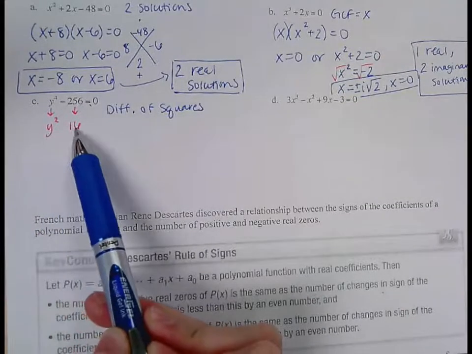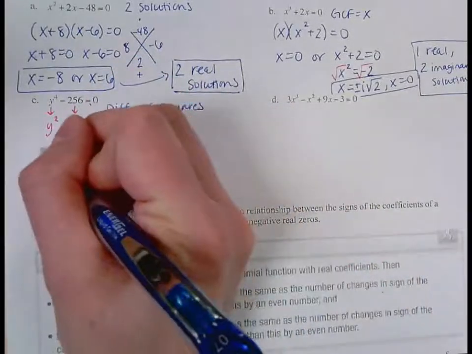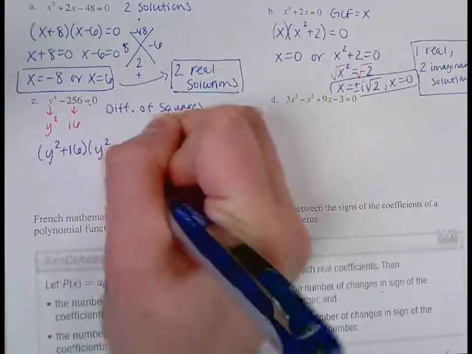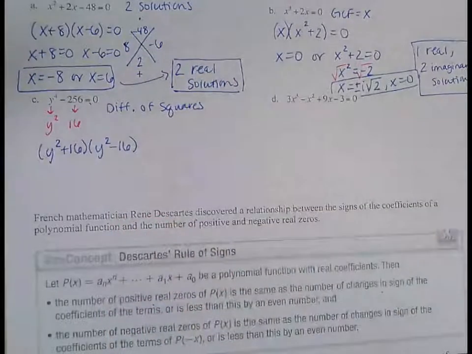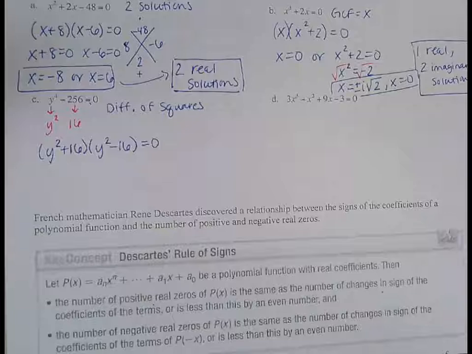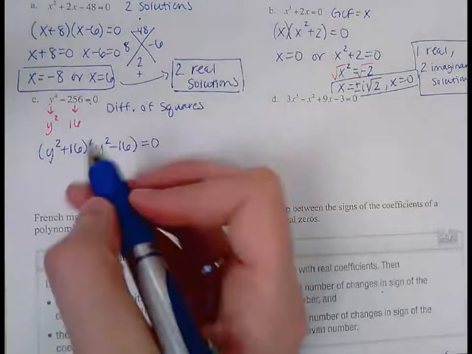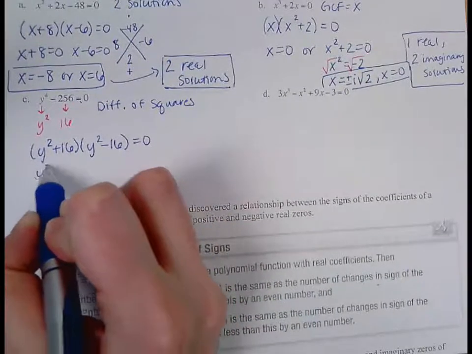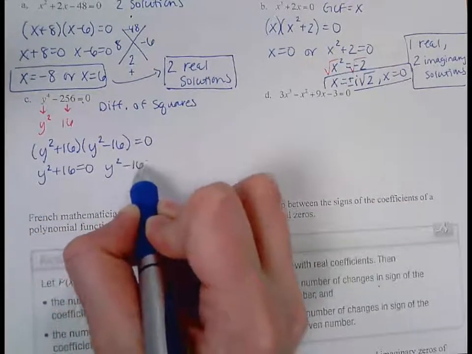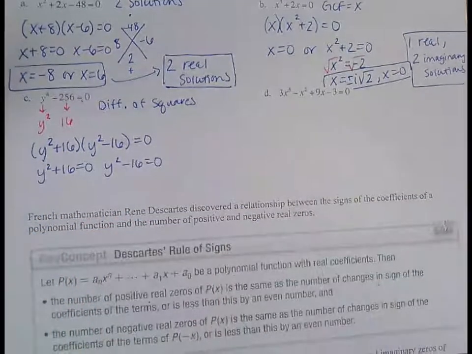Y squared is our a, 16 is our b. So it would be y squared plus 16 times y squared minus 16, or if you had those flipped, it's fine. As long as you have both, it doesn't just become y squared minus 16. You still need the y squared plus 16. But now I can set each of those equal to 0 to solve for y. So y squared plus 16 equals 0, y squared minus 16 equals 0.